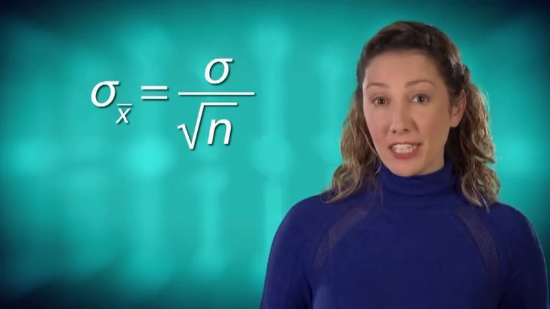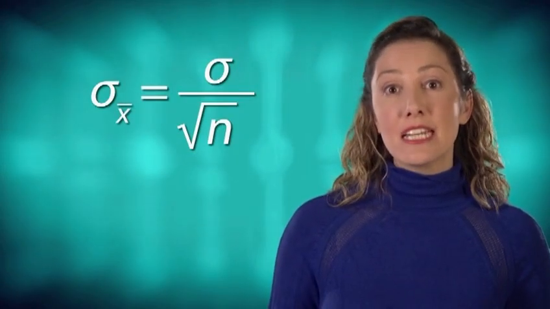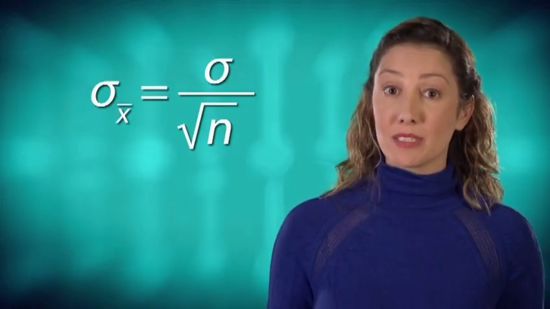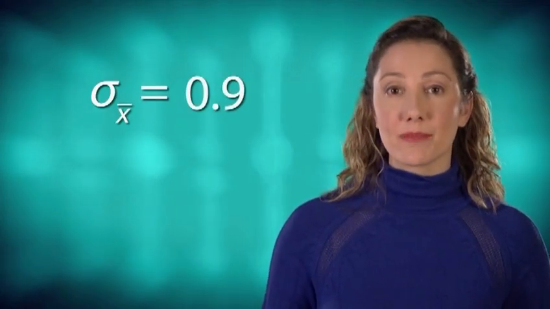There is a precise relationship between the standard deviation of the sample mean and the standard deviation of the individual heights. Here it is. The standard deviation of the sample mean is simply the population standard deviation divided by the square root of the sample size, in our case 4. So the standard deviation of our sample mean is 0.9 inches.